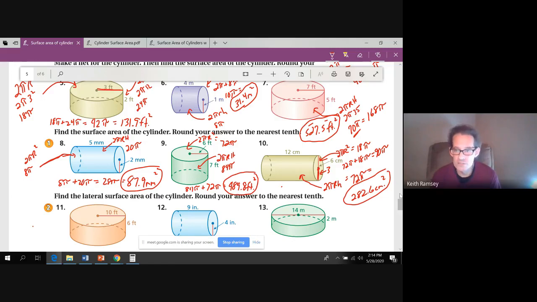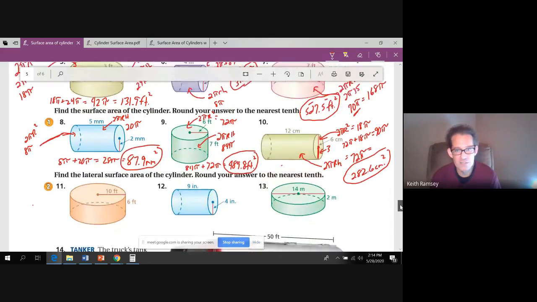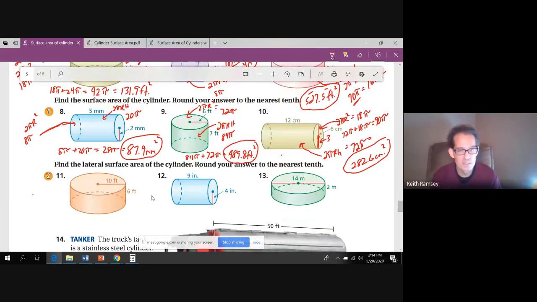Okay, now this is your chance to try the next 3 questions on your own. Take a look at number 11, 12, and 13, and be careful because 13 gives you the diameter. You don't want that. You want half of 14. So I'm going to write in 7 here just to remind you. 7 is the radius for number 13, okay? Try out these 3 questions. If you need any help, let me know.